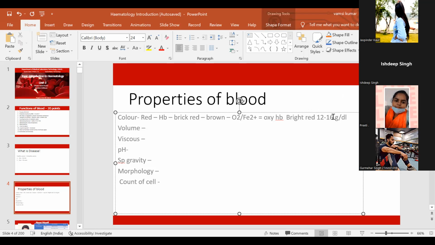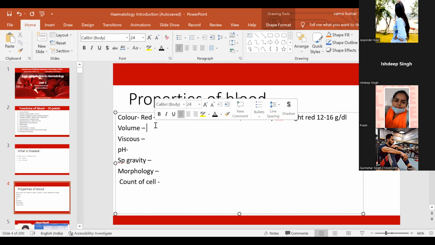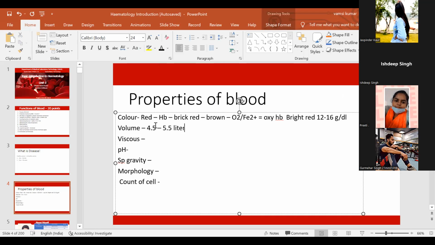Anyway, what is the normal volume of blood? It will be around 4.5 to 5.5 liters in an adult. Keep in mind, in a healthy adult.